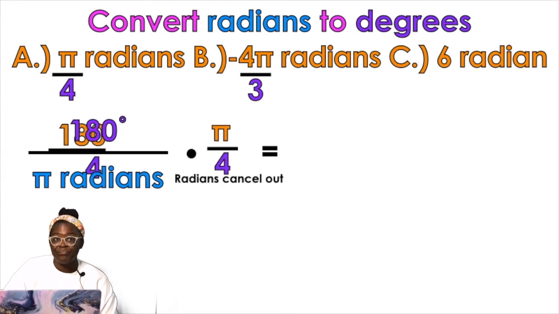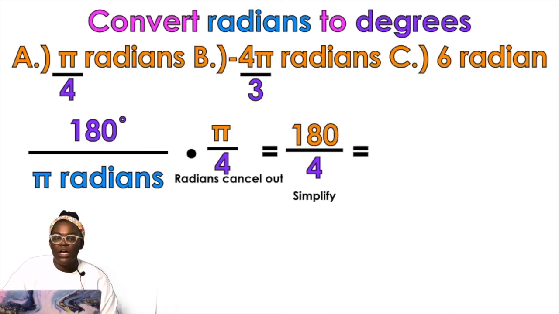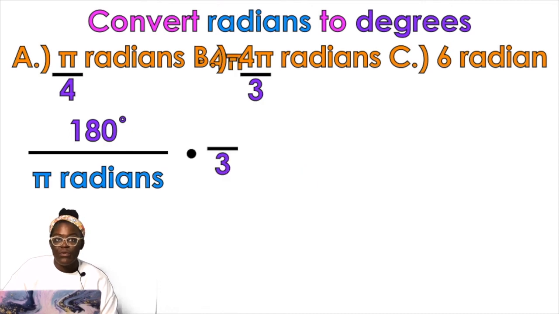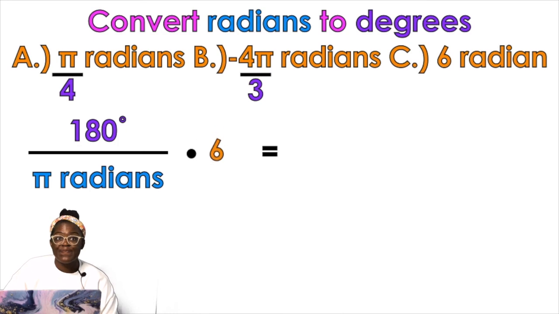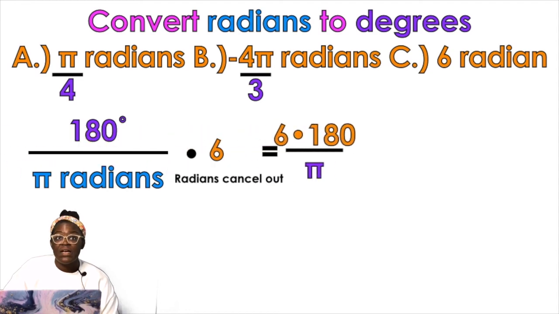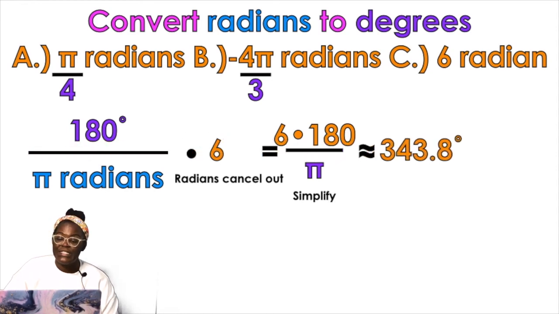Pi over 4. Radians cancel out. So I'm going to get 180 over 4, and that's going to be 45 degrees. We're going to do negative 4 pi over 3. Radians cancel out. I'm going to get negative 4 times 180, divide that by 3. I'm going to get negative 240. And then last but not least, we're going to do 6 radians. There's no pi to cancel out. So I'm going to get 6 times 180 over pi, right? I'm going to simplify. I'm going to get 343.8 degrees. And that's radians to degrees in a nutshell.